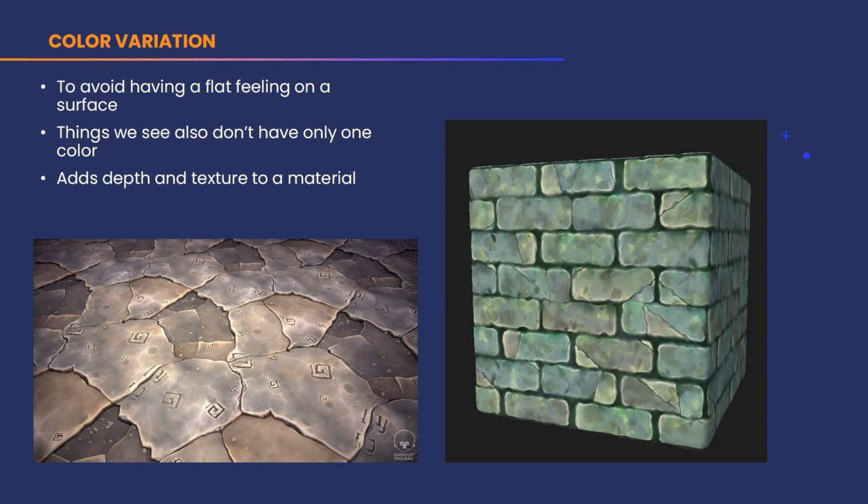So when we are making stylized art, we can push that fact and create interesting effects and maybe some painterly effects. Things we see also don't have only one color. And by pushing the color variation, we can add depth and texture to a material and make some very cool and interesting effects and make it look less flat. And as a first example, I wanted to show some things I've done in Substance Painter.